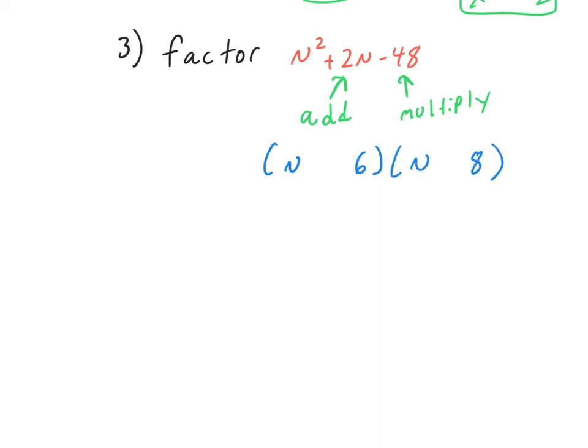Now I have to figure out which one we're going to add and which one we're going to subtract. Okay, so what I have is a negative 48. That means one's going to have to be adding and one's going to have to be subtracting, and a positive 2. The positive 2 means that the bigger number has to be added. So it's going to be a plus 8 and a minus 6.